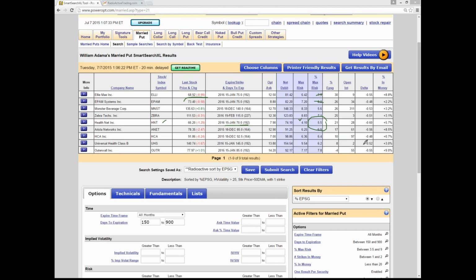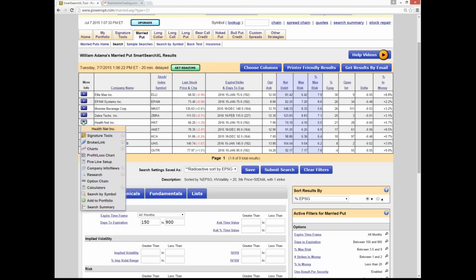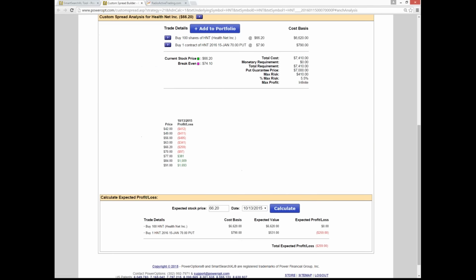So again, if I had an account size of 40,000, I'd probably buy 100 shares in one put. But the maximum risk is right dead on percentage-wise of what we were looking at on our PXP example today, 5.5%. So let's go over to the profit and loss chart, see what we're looking at for this HNT potential married put trade. I'm not going to look at the stock chart and do my due diligence.